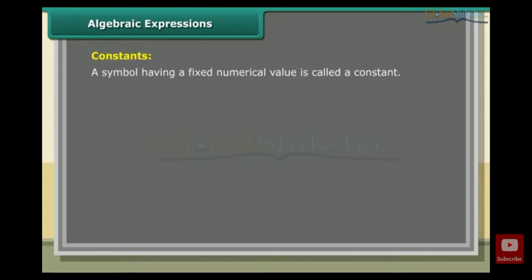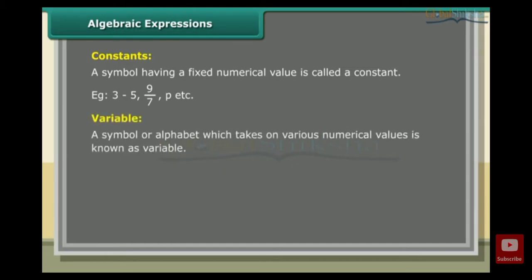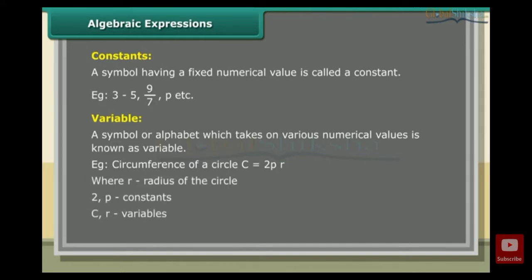Algebraic expressions. Constants. A symbol having a fixed numerical value is called a constant. Example, 3, minus 5, 9 upon 7, pi, etc. Variable. A symbol or alphabet which takes on various numerical values is known as variable. Example, circumference of the circle C is equal to 2 pi r, where r is the radius of the circle. 2 pi are constants, C and r are variables.